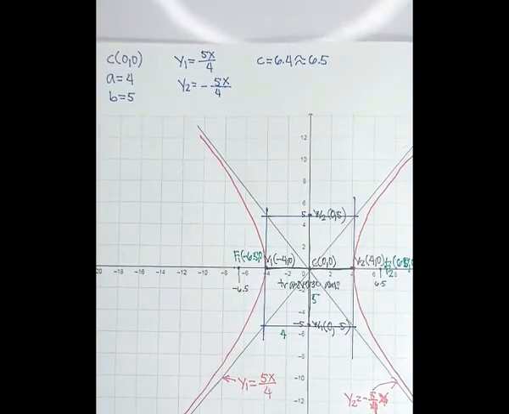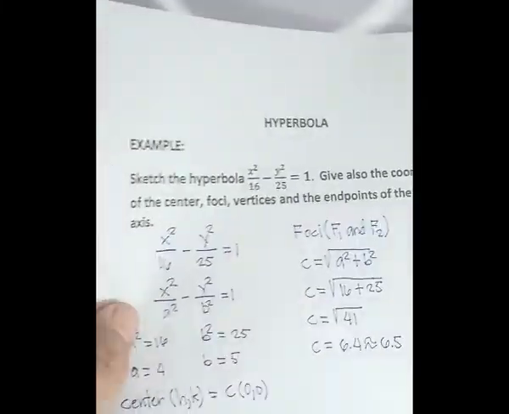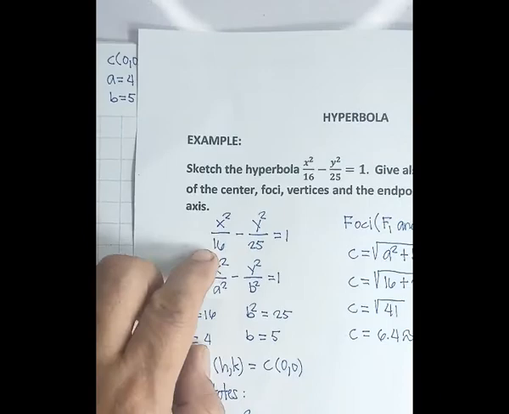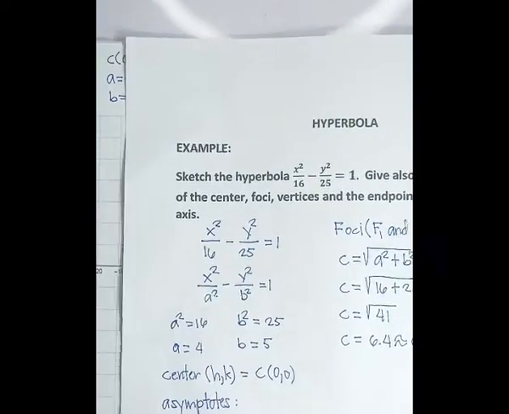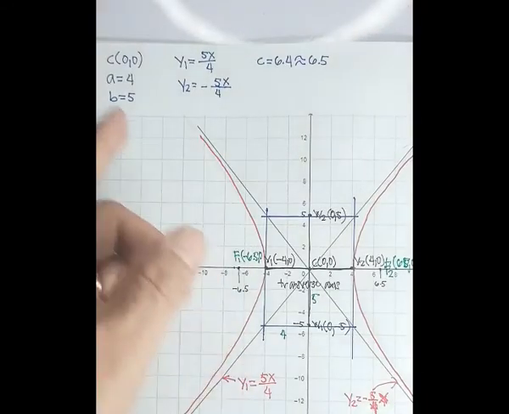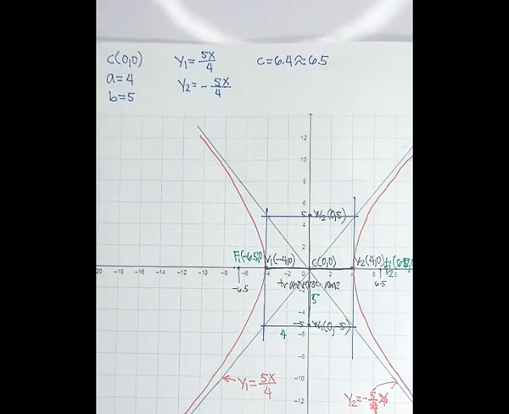Okay, so this is how we plot the hyperbola. From the equation x squared over 16 minus y squared over 25 equals 1, we have plotted it. This is our hyperbola, x squared over 16 minus y squared over 25 is equal to 1.